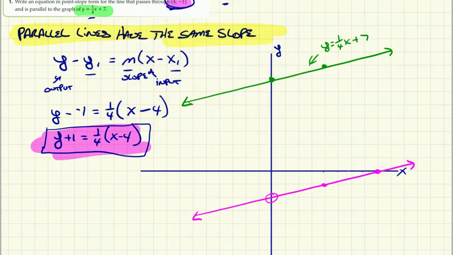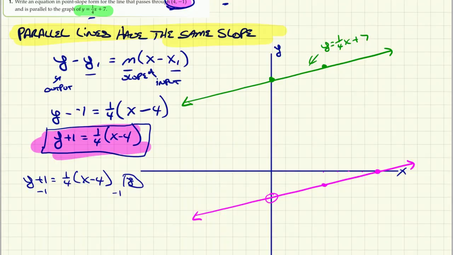So here we go. We have this equation, y + 1 = 1/4(x - 4). We're going to solve for y. Remember that this is a literal equation. We have two variables, and we're going to solve for one of them. We're going to solve for y in this case. So what do we have? I'm going to get rid of the 1 on the left-hand side by subtracting 1.